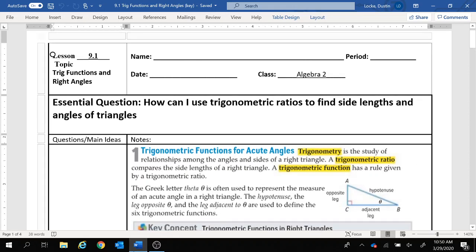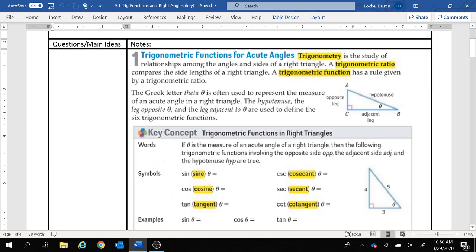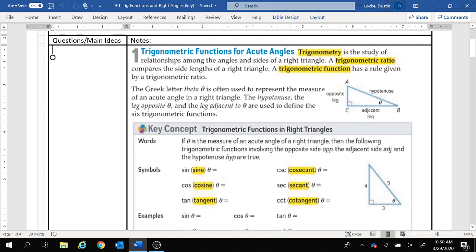So today's title for this section is going to be 9.1, titled Trig Functions and Right Angles. So the question is, how can I use trig ratios to find side lengths and angles of triangles? All right, so let's go over some of the definitions. Now, good news is I think this is a good lesson to start this quarter with, especially trying something new through this online route.